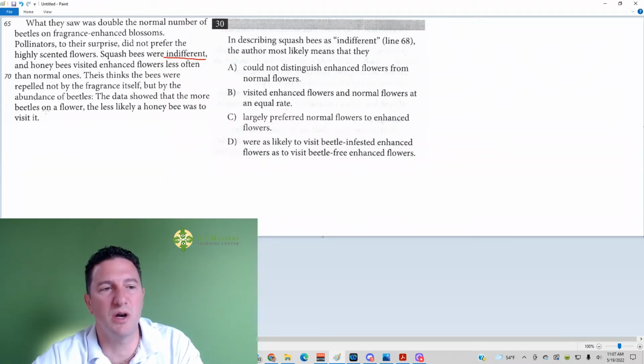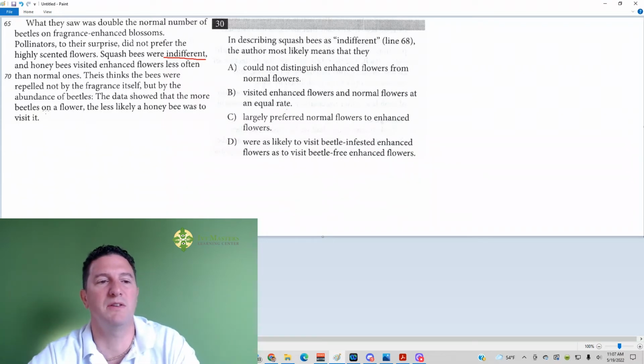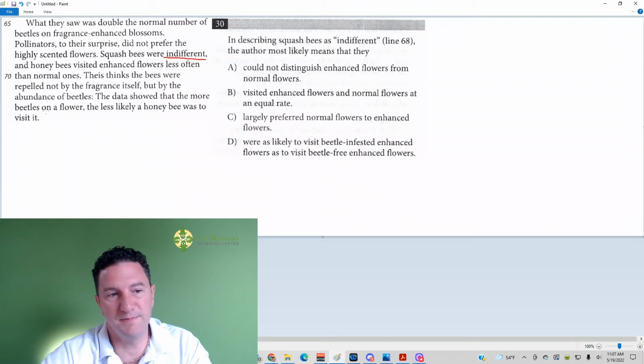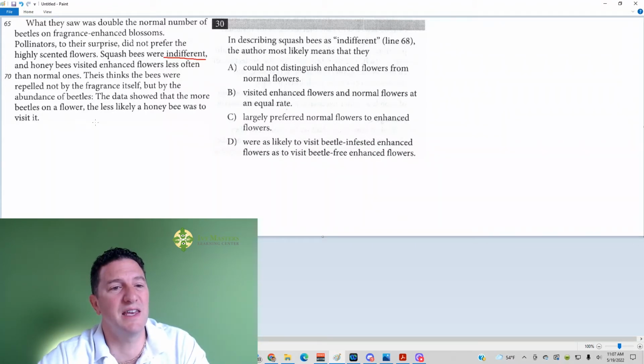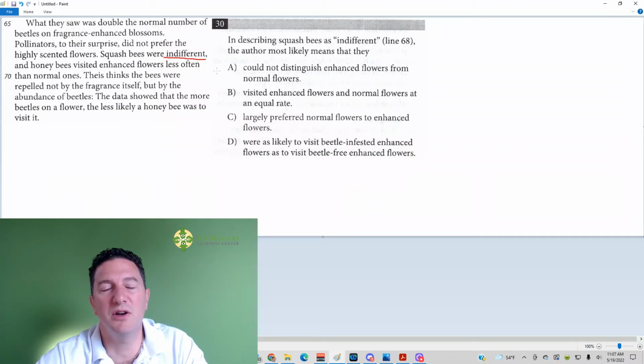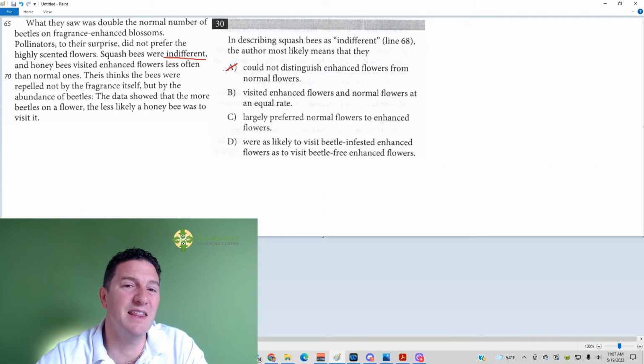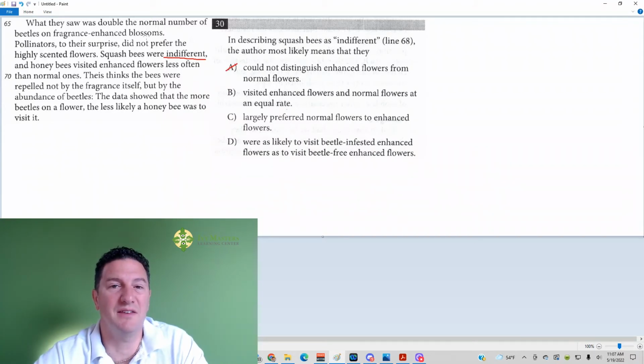Otherwise, it would just say squash bees and honeybees are indifferent, or squash bees and honeybees visit enhanced flowers less often than normal ones. It goes on, Theus thinks that the bees were repelled not by the fragrance itself, but by the abundance of beetles. The data shows the more beetles on a flower, the less likely a honeybee was to visit it. So they were repelled by the beetles, not by the enhanced fragrance. Answer A, could not distinguish between the enhanced flowers and normal flowers. Now, it doesn't say that. It does say that they didn't like the beetles being on the flowers.